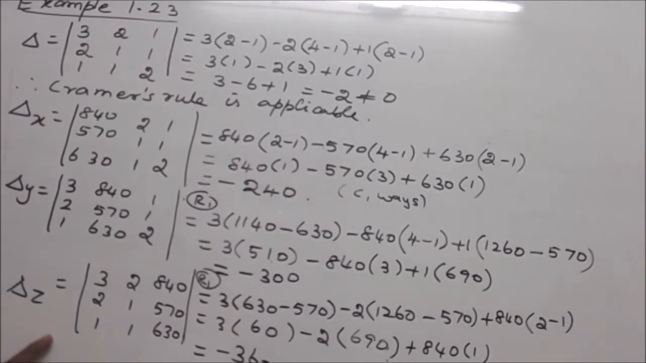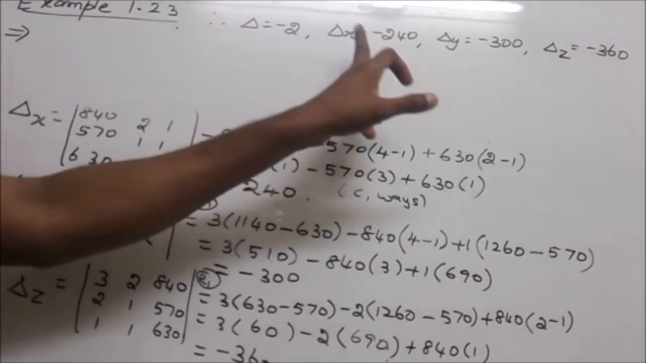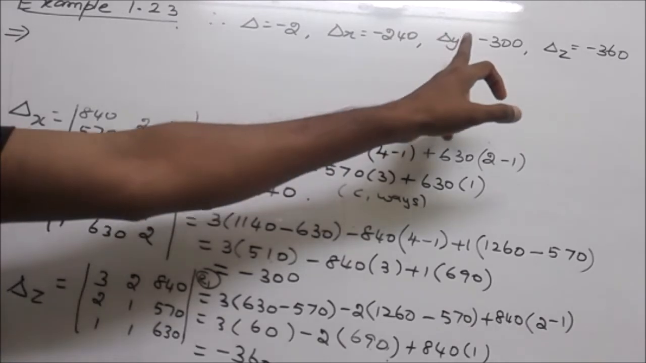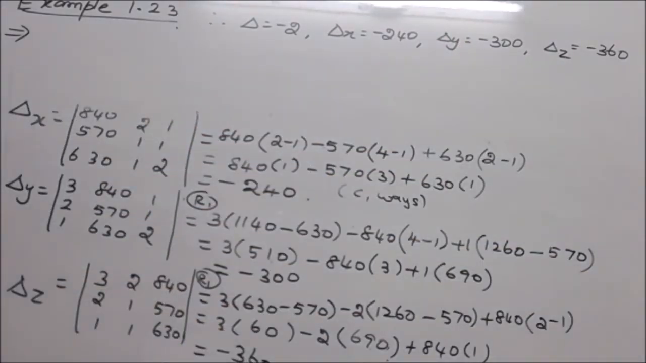The value of delta z is 3 into 60 minus 2 into 690 plus 840 into 1. Simplify this, total we have delta z equal to minus 360. Therefore we have the values delta equal to minus 2, delta x is equal to minus 240, delta y equal to minus 300, delta z equal to minus 360.